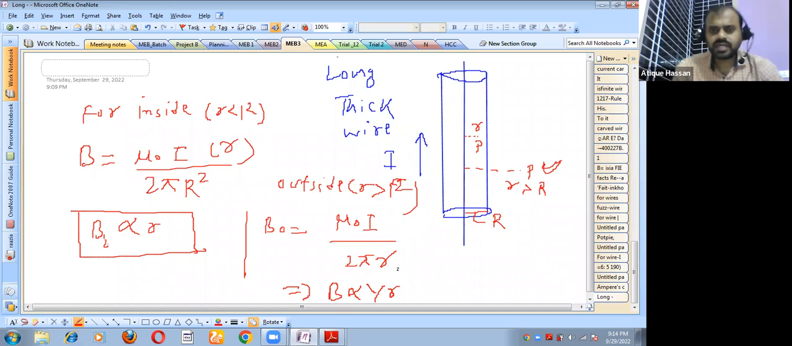I have written this directly as a result from Ampere's circuit law. No need to derive it, right? All of you understood it? What am I trying to say?